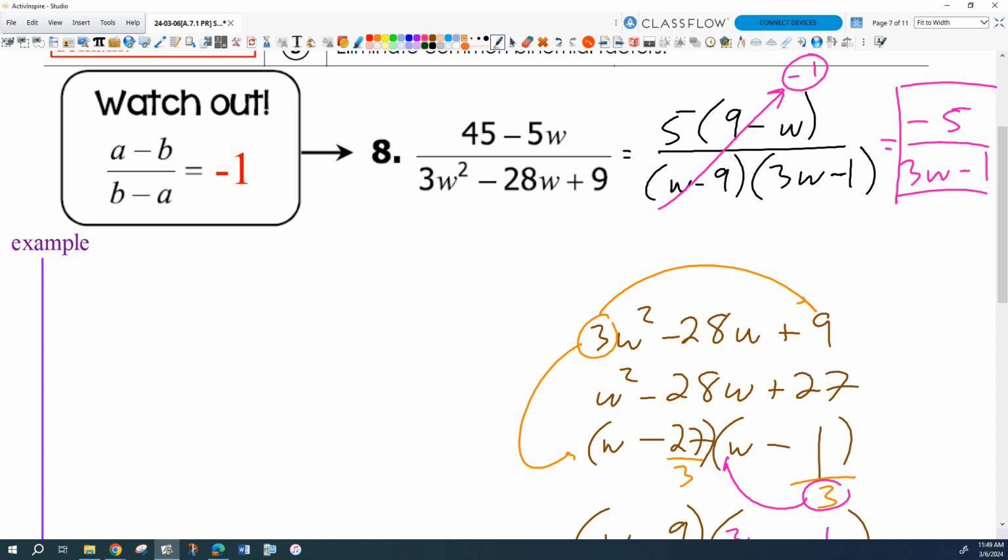Now I still need my exclusions though. We didn't include exclusions yet. What are the values that w cannot equal? 9, right?